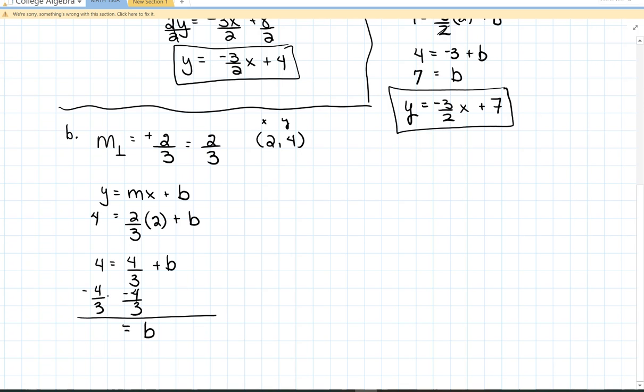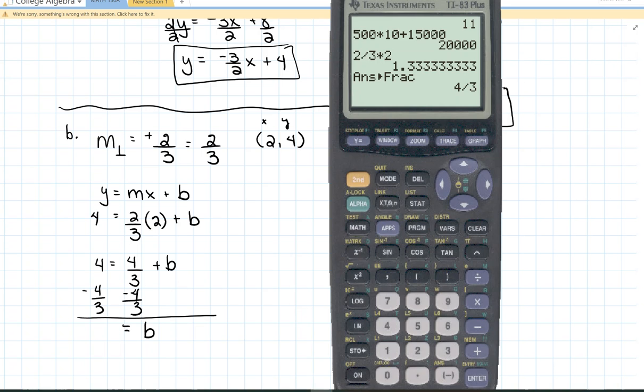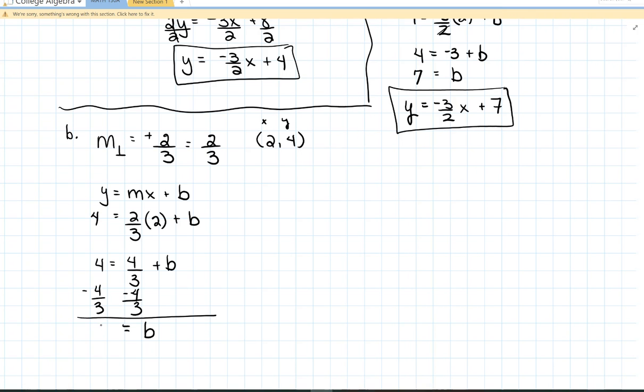And again, if you're not comfortable getting a common denominator and subtracting, then use your calculator. Take 4 minus 4 divided by 3. Change it back to a fraction. Math, enter, enter, get 8/3. All right, so that's my b value. I have my slope, I have my b. My equation then is y equals 2/3 x, and then the b value.